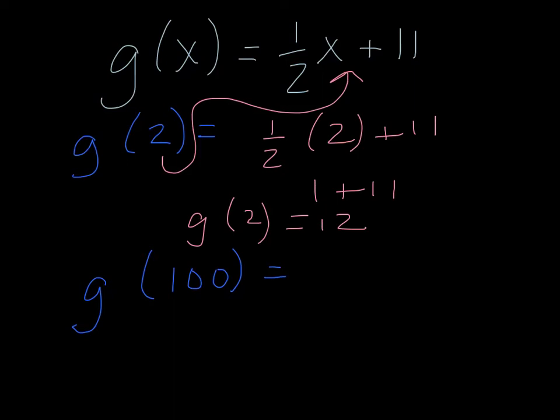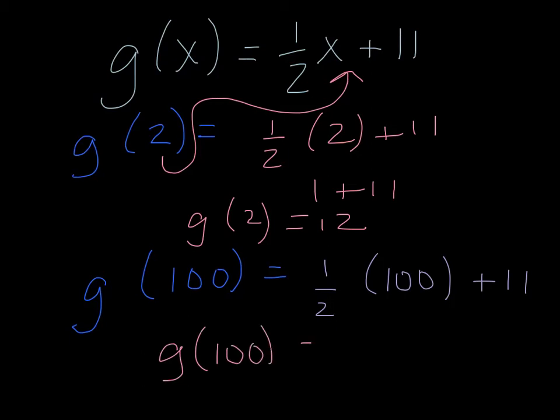Let's take the second one here that you tried. So g of 100 is 1/2 times 100 plus 11, so that's 50 plus 11, which is 61. So g of 100 equals 61. When we have an input of 100, we get an output of 61.